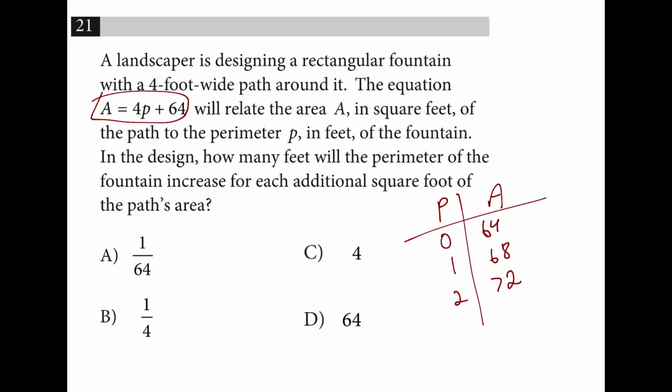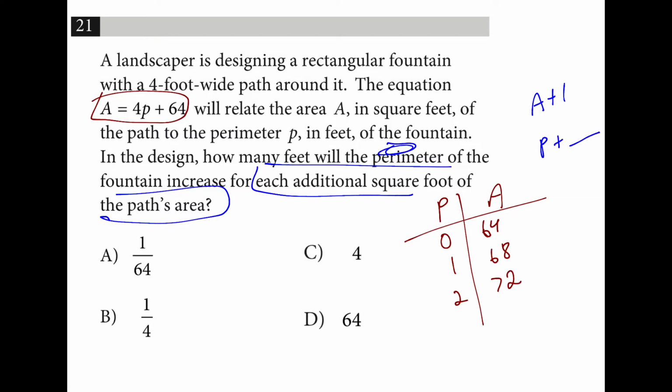If we take this formula and we turn it into a chart where we plug in different numbers for the perimeter, which is kind of like our x, and we get different outputs for the area, what they're asking is, for each additional square foot of the area, what happens to the perimeter? So as the area goes up by 1, then the perimeter goes up by what? Well, notice here, this goes up 4, this goes up 1. So if I divide this side by 4, the answer is 1/4.